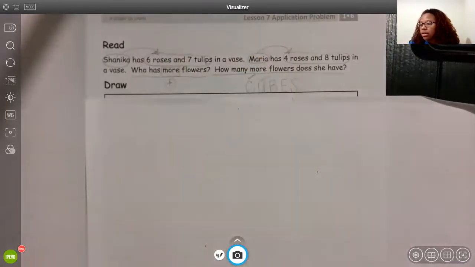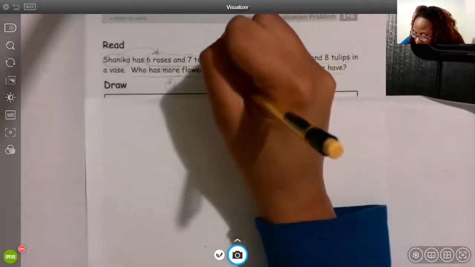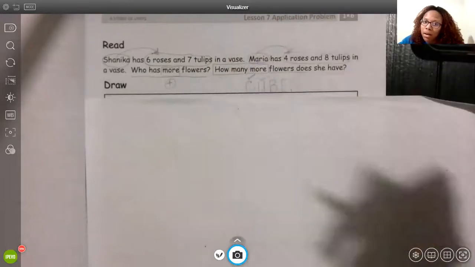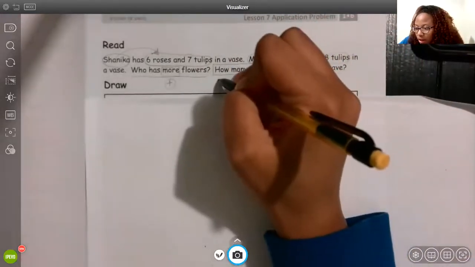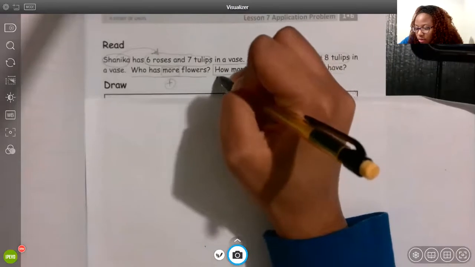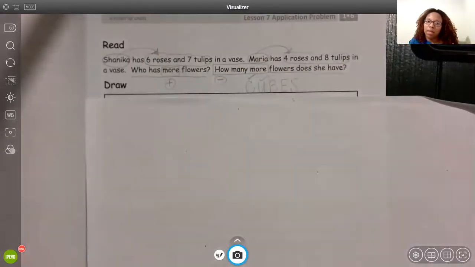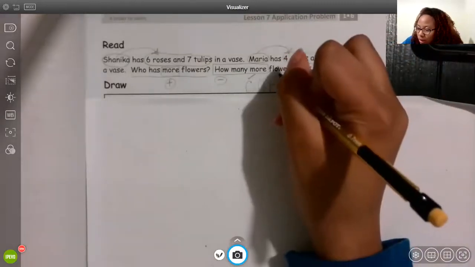And then it says, how many more flowers does she have? So what do you think we're going to box in that one? We are going to box how many more. And what does that tell you to do? Subtract because you want to find the difference. So the difference in the amount of flowers that they both have together. So let's go ahead and check off B.